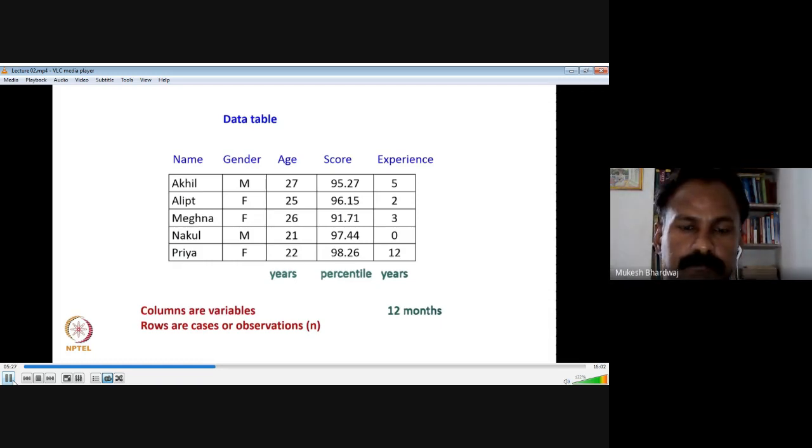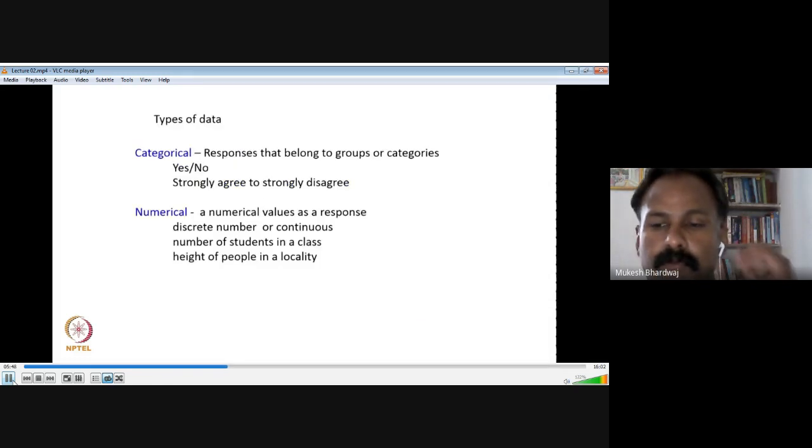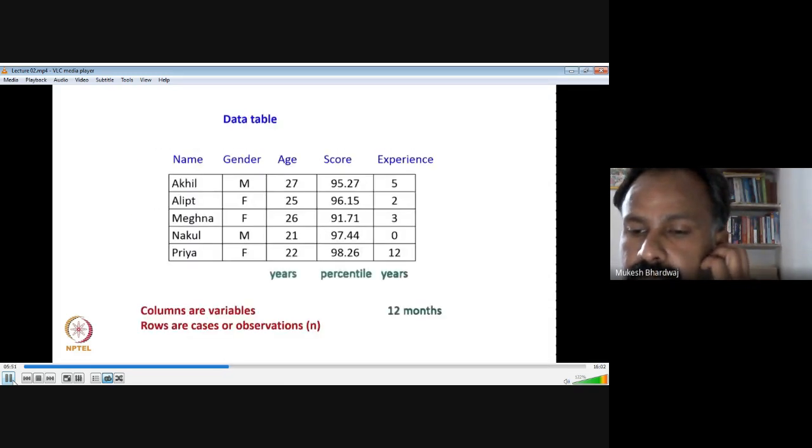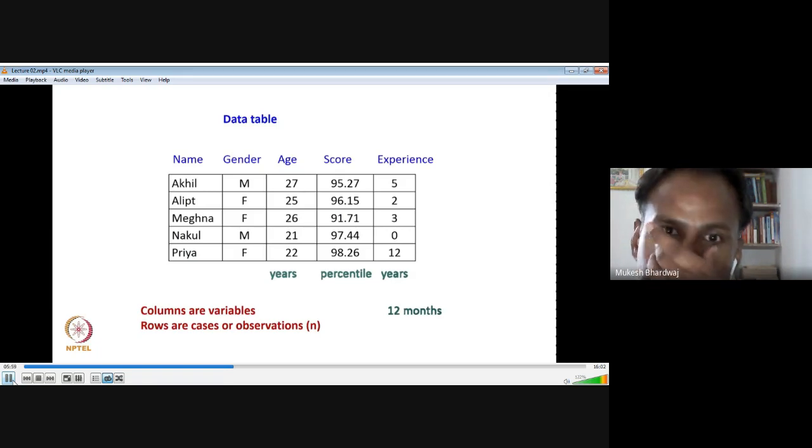Now once we make a table like this, the columns are called variables, such as name, gender, age, score, and experience. And the rows are called cases or observations. It's a general terminology that is being used. The columns are called variables, the rows are called cases. Now, what type of data are these? If you look at this, one can understand that columns 1 and 2 represent data that are not numbers, whereas columns 3, 4, and 5 represent data that are numbers.